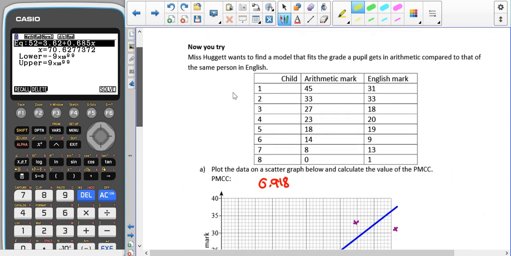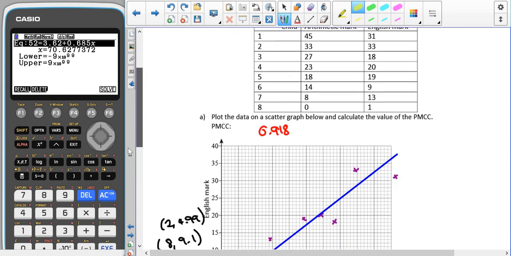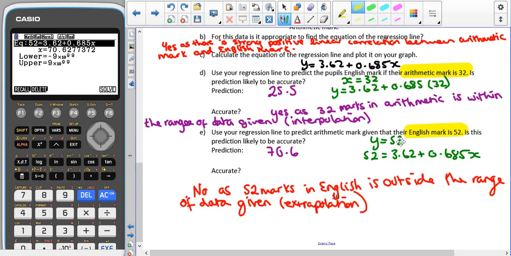And if we have a quick look at the data again, the highest English mark that we have is 33. We have nothing higher than that. So 52 is outside the range of data. So no, it's not going to be accurate, as 52 marks is outside the range of data given, which is extrapolation.